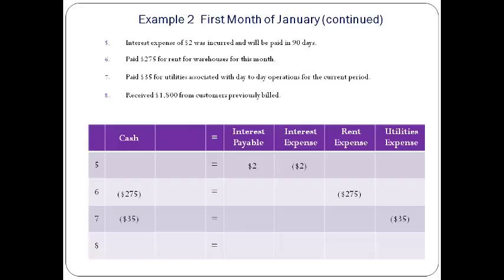The company received money from customers previously billed. Were goods and services provided to the customer in this period? No. Was a service provided to the company? No. Was an asset used? No. Did the company get an asset? Yes. The company got cash in exchange for accounts receivable. The customer no longer owes the company.